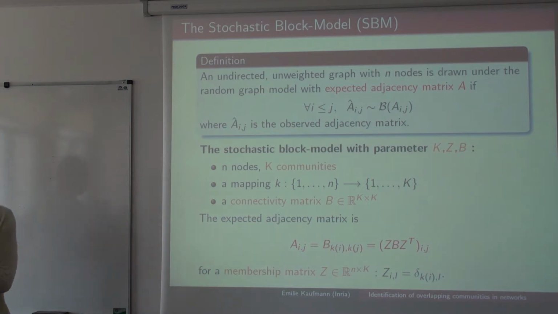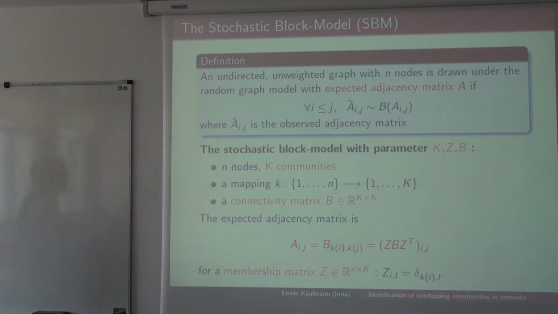So my graph in this talk will be undirected and unweighted, so you can associate to it a matrix, an adjacency matrix containing 0s and 1s. And in our random graph model, we will assume that this symmetric matrix is drawn, with each entry drawn according to some Bernoulli distribution with mean Aij, which is the corresponding entry in what is called the expected adjacency matrix. And of course, we will work with expected adjacency matrices that do depend on communities.